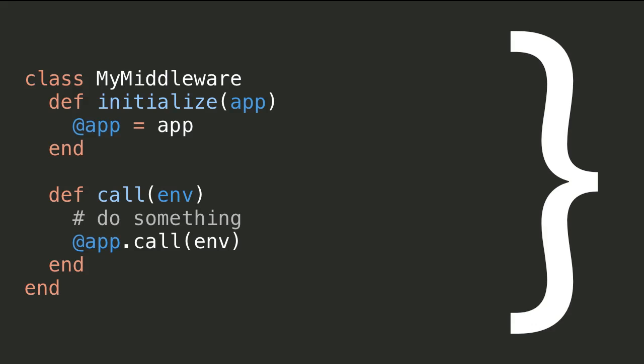Here's an example of a middleware. Middleware gets initialized with an application. That's just going to be the next application in the chain. It responds to call, can do whatever it wants, and then after it's done what it wants, it just simply delegates the request down to the next application. You can have as many of these as you want, and in each case, the middleware will simply send it on to the next middleware until it finally gets to the application.